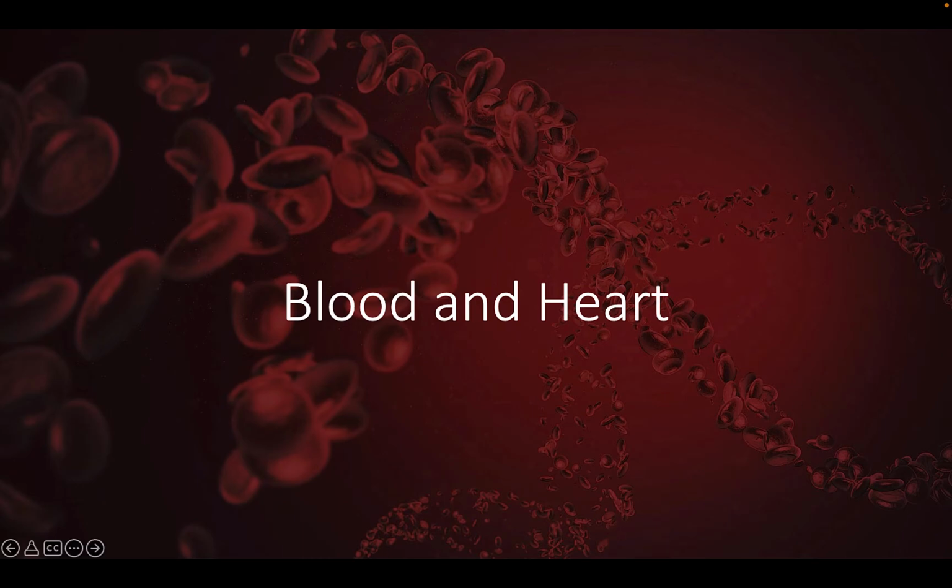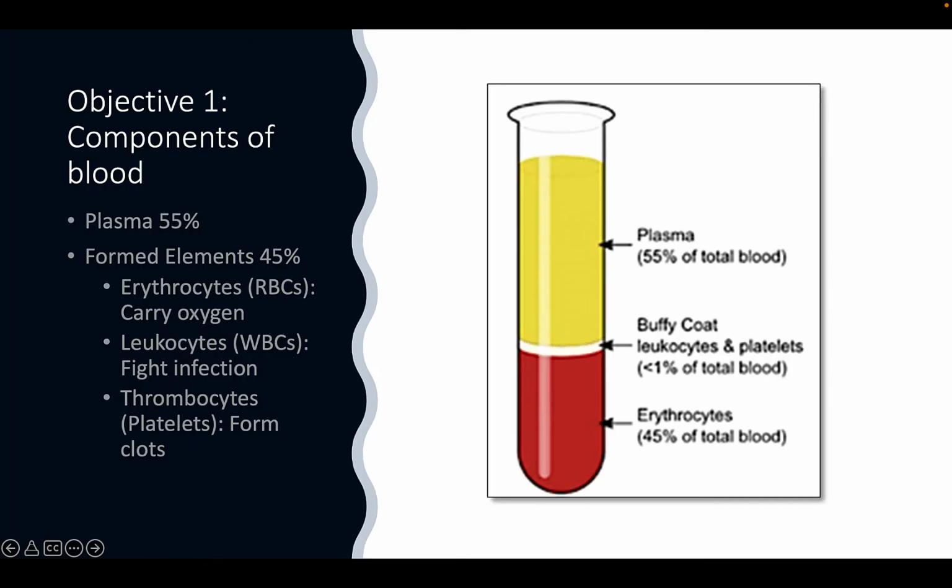So let's get started. Starting off with objective 1, you need to be able to determine what is blood. 55% of blood is made of plasma, which is going to be like water, proteins, nutrients, and hormones. So like albumins and globulins, hormones will travel in the plasma, and nutrients. This is the matrix of the connective tissue that is blood. So it's not living. The formed elements make up 45% of blood.